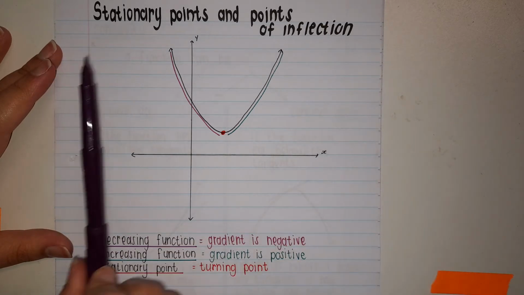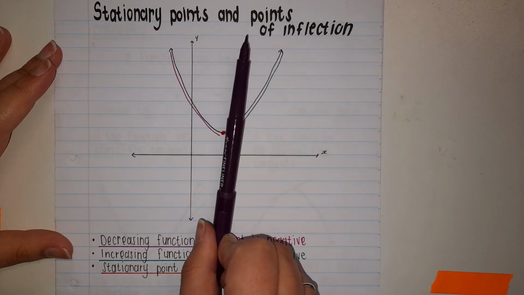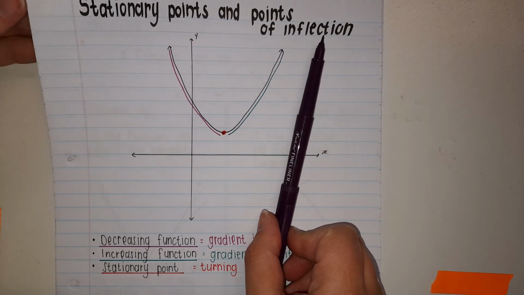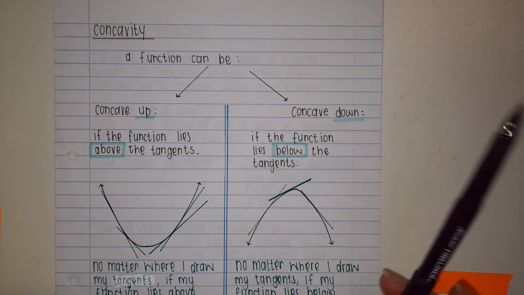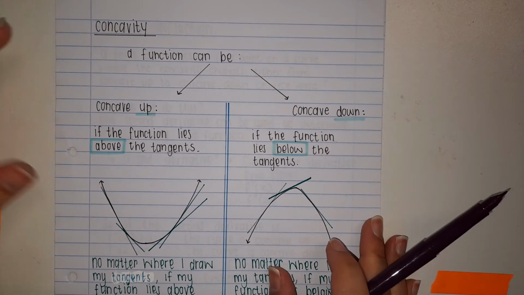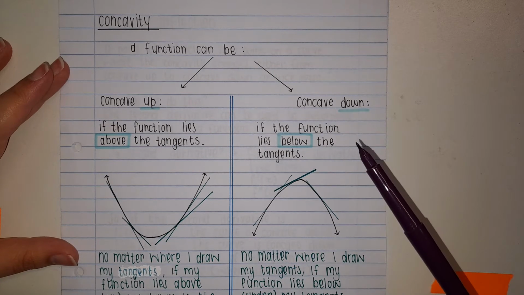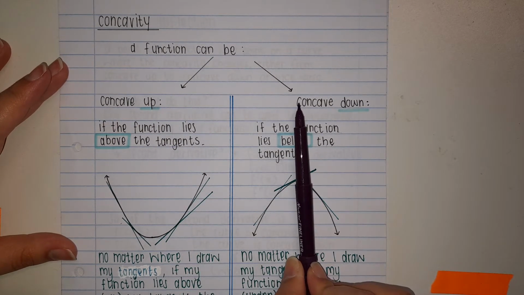So we have a gradient that's negative, decreasing function. We have a gradient that's positive, increasing function. So that is like a little side note to remember. Then with our next section, we're going to talk about concavity. A function can either be A, concave up, or B, concave down.